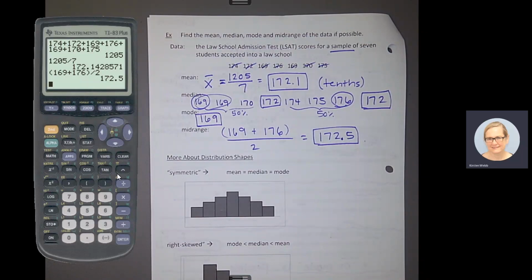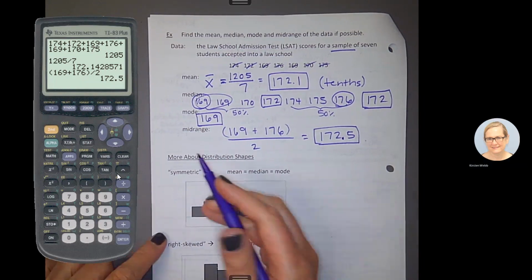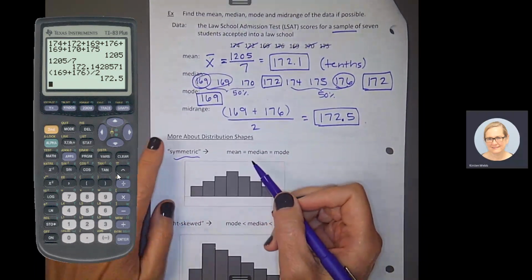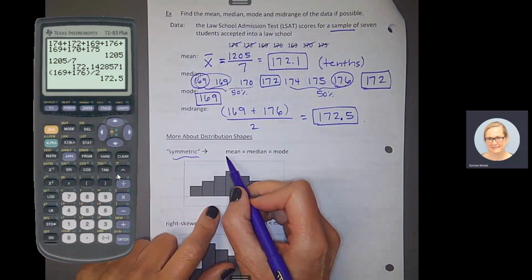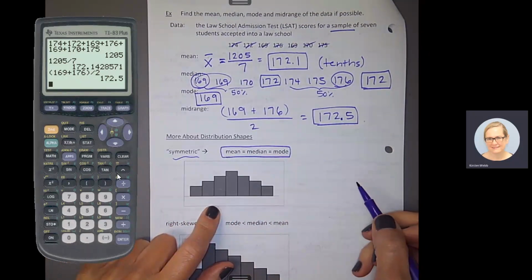Well, in this 2.3 homework is when we'll start having some questions about the shapes. And that's because these 4 measures are closely related to the shapes. Do you recognize this one here that we called symmetric the other day? When a distribution is symmetric, the mean, median, mode, and mid-range are all equal.